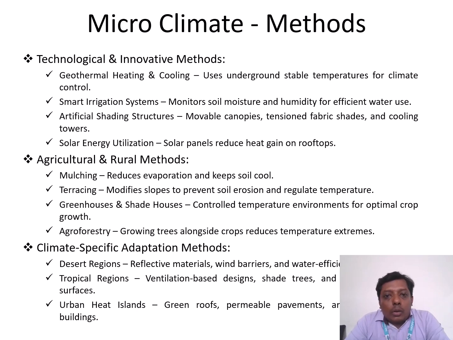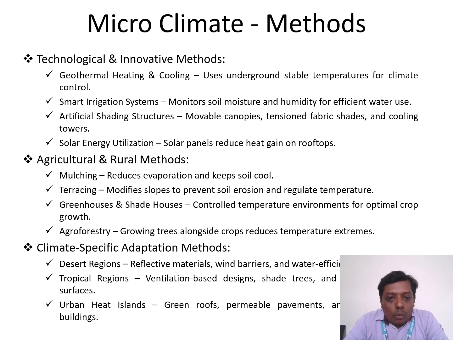So geothermal heating and cooling, then smart irrigation system, which is a very important system. Then artificial shading structures and solar energy utilization. So these are the technological methods by which microclimate is classified.